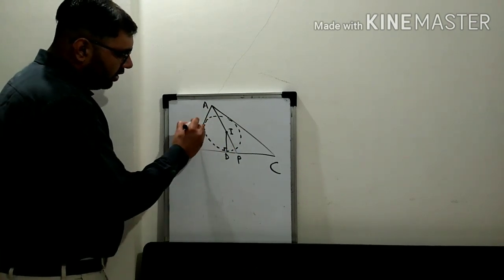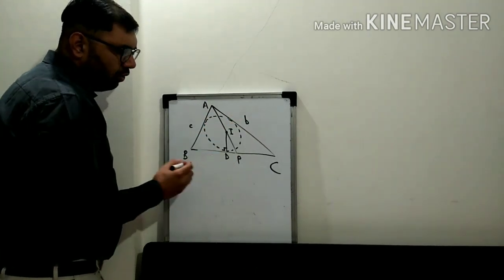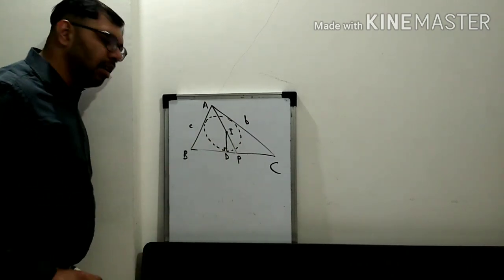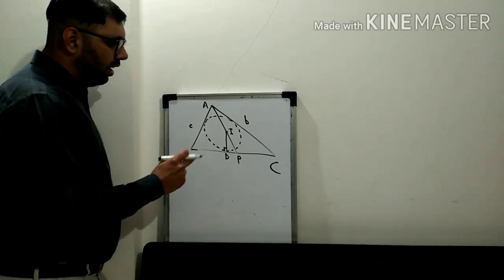This length is c, this length is b. We know from the property of the angle bisector that an angle bisector always divides the opposite side in the ratio of the sides containing the angle.